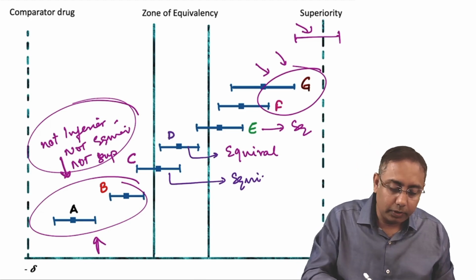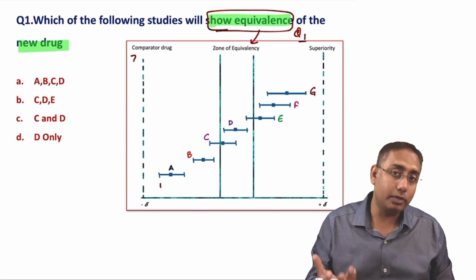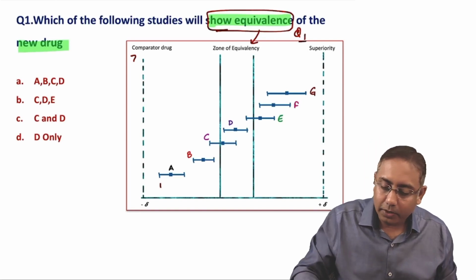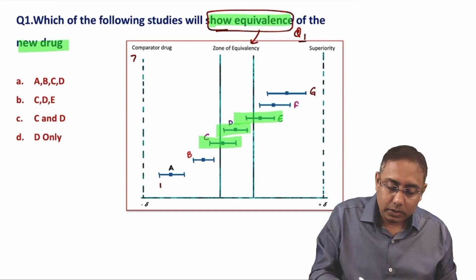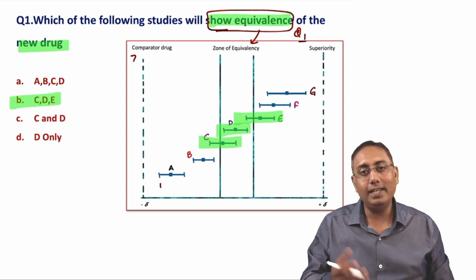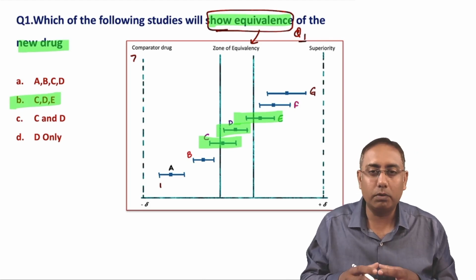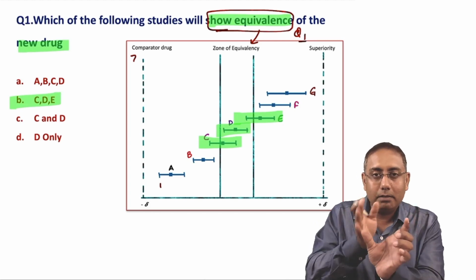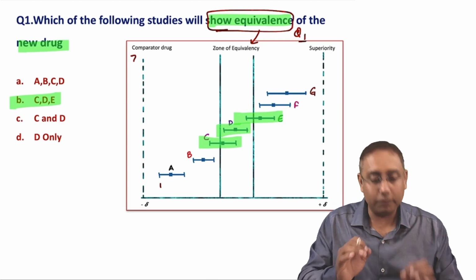So what are you going to mark in your MCQ exam? Which of the following studies will show equivalence of the new drug compared to the standard drugs? Definitely we are going to mark C, D and E. All three will show equivalence. You actually don't want to look into the medians, because the lower and upper limits of the confidence interval are going to decide the equivalence of the new drug.